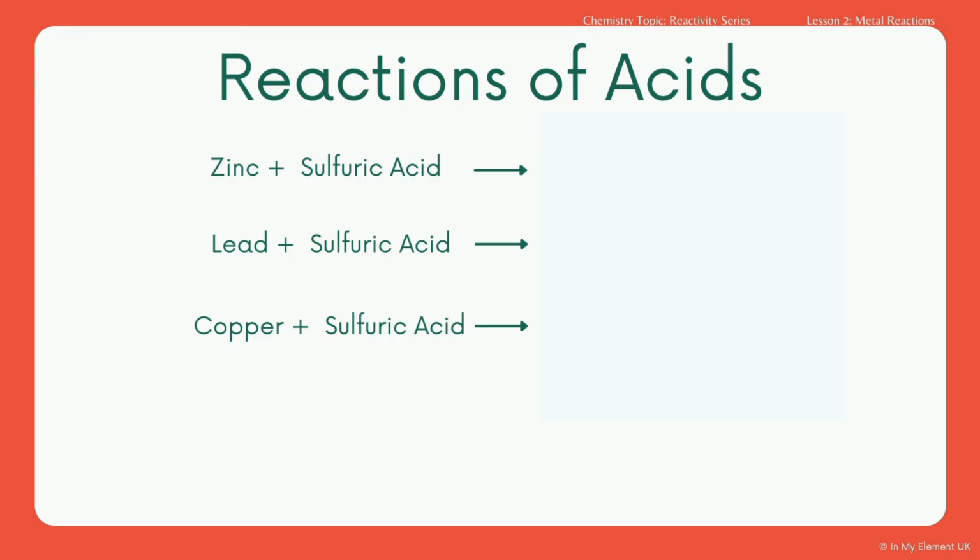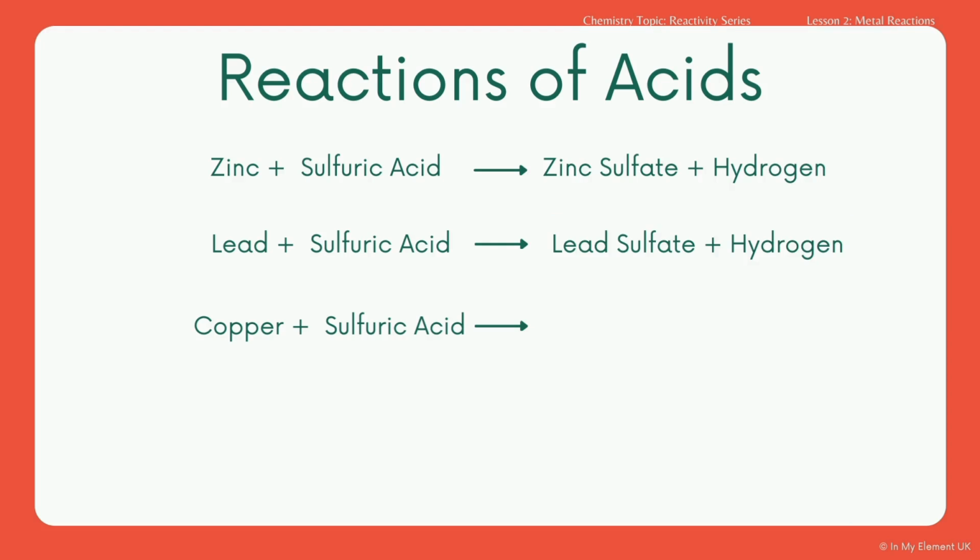So if you react zinc with sulfuric acid, you will get zinc sulfate and the hydrogen gas. If you react lead with sulfuric acid, your salt is lead sulfate and hydrogen gas. And if you added copper to sulfuric acid, there will be no reaction. And you must be able to explain that. The fact is that copper, like gold and silver, is below hydrogen in the reactivity series, so they don't react. They don't react with the acid. It can't replace the hydrogen in that acid. Right.